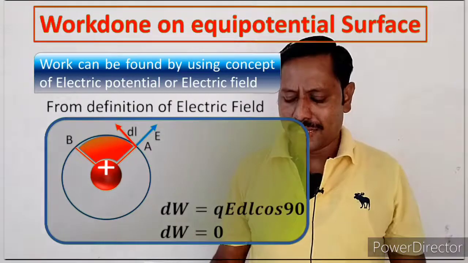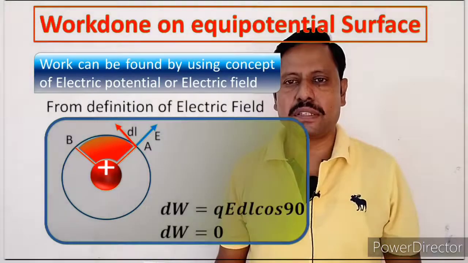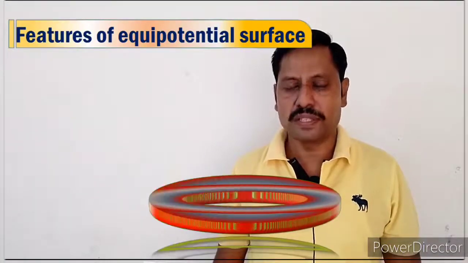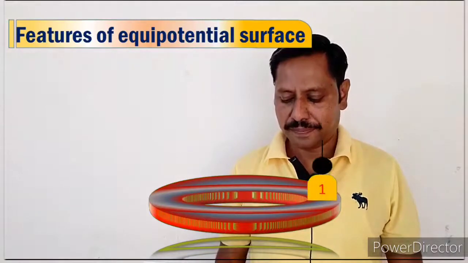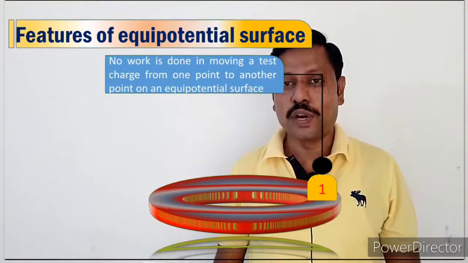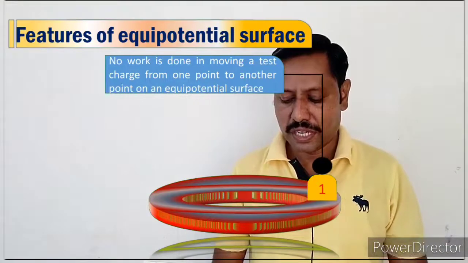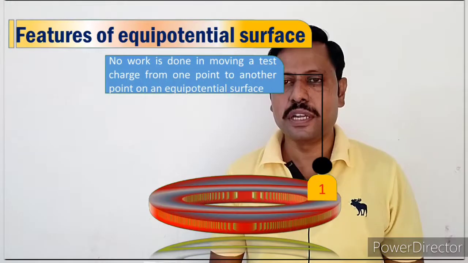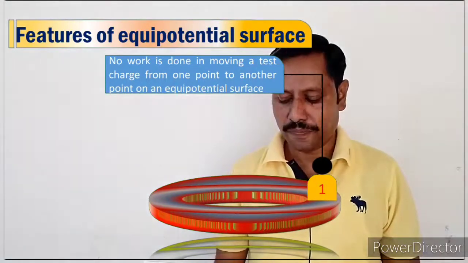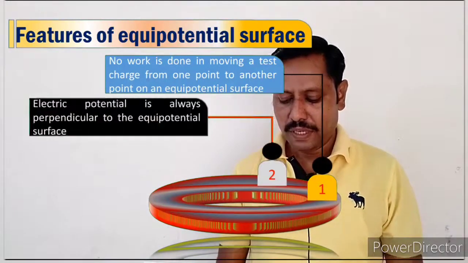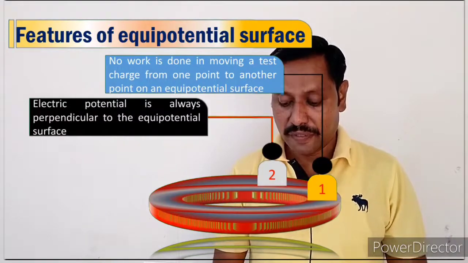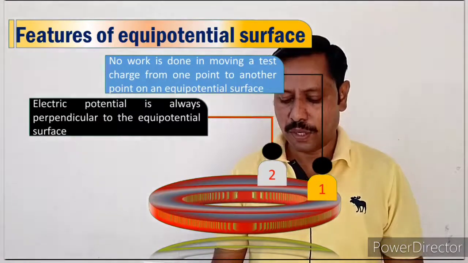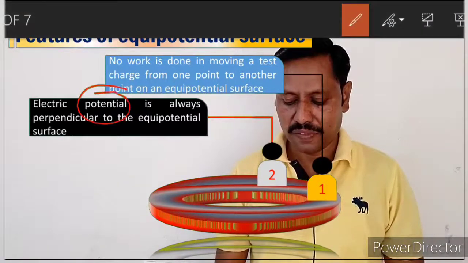Now let us summarize this and understand the characteristics of the equipotential surface. First, you can observe, no work is done in moving a test charge from one point to another point on the equipotential surface. Already we have proved this. Second, the electric field is always perpendicular to the equipotential surface. It is not electric potential, it is electric field.